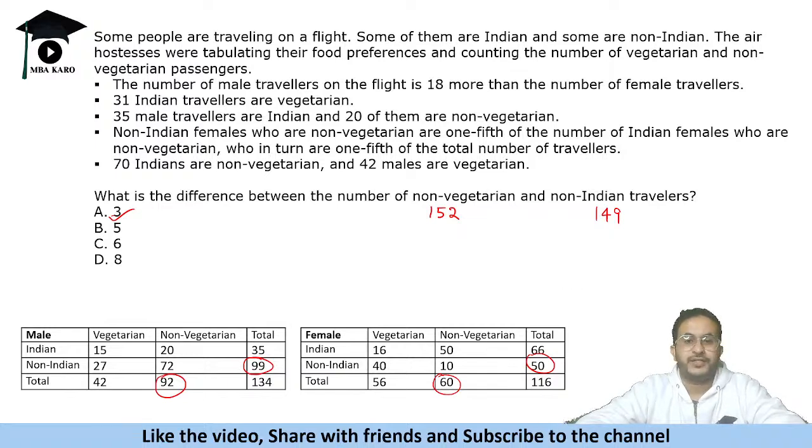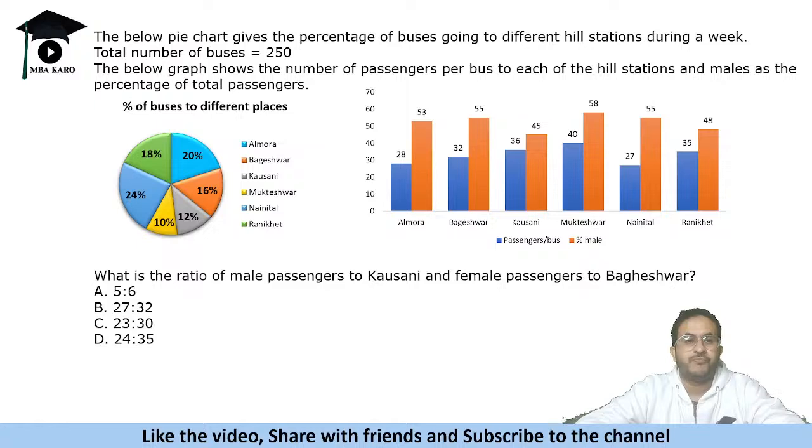All right, so let's see the next one. Now it is calculation heavy, because you will need to multiply also at some places. It says the below pie chart gives the percentages of buses going to different hill stations during a week. So there are a total of 250 buses, and these number of buses go to different hill stations.